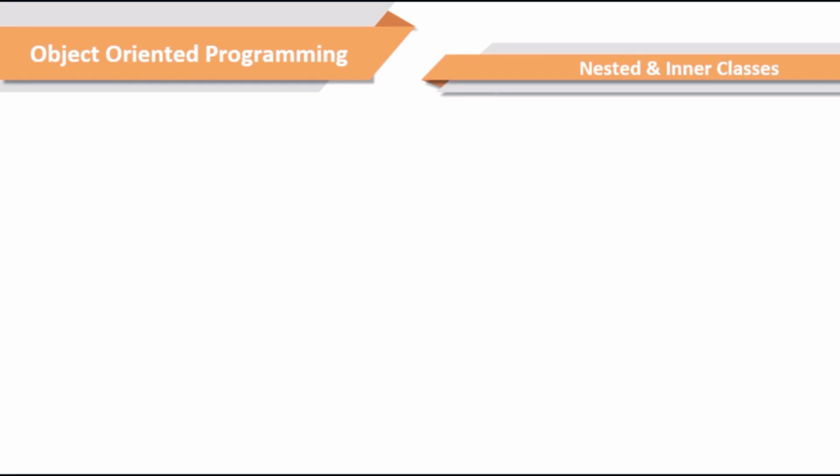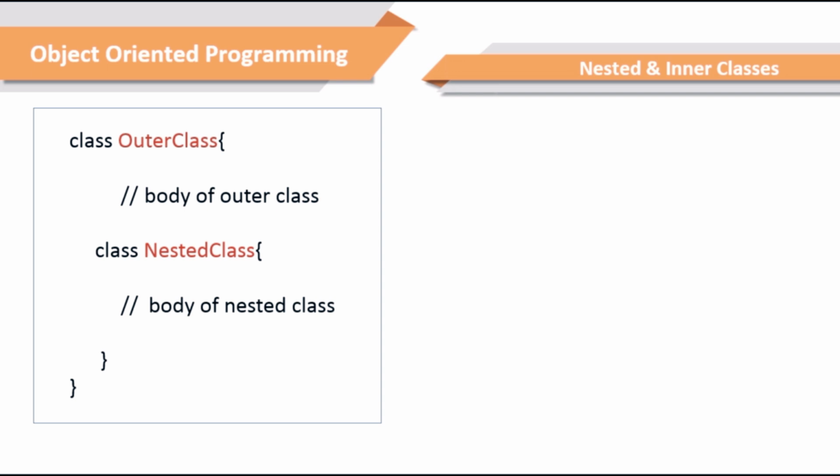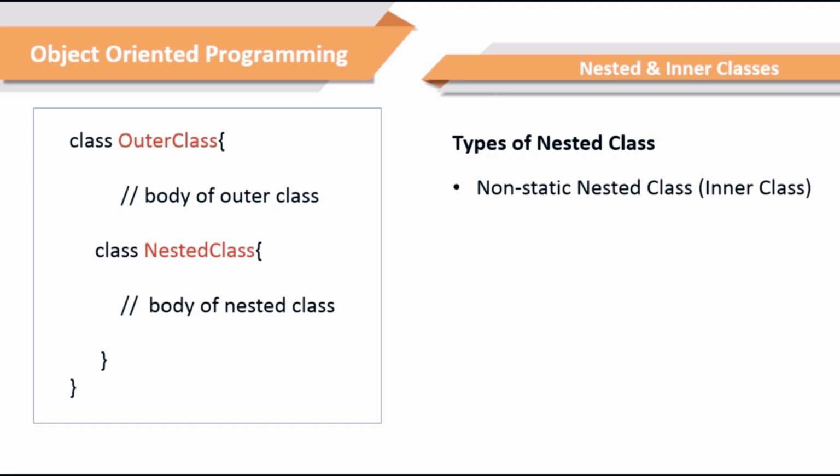Nested and inner class. So in Java, we may define a class within another class, and this class is known as a nested class. There are two types of nested classes in Java. First one is non-static nested class, and that's known as an inner class. And of course, the second one is the static nested class. So let's talk about non-static nested classes first.